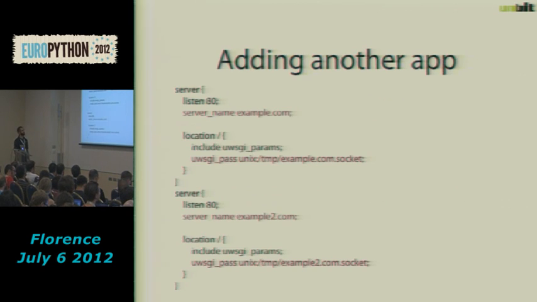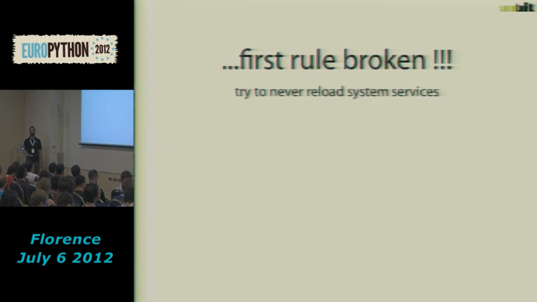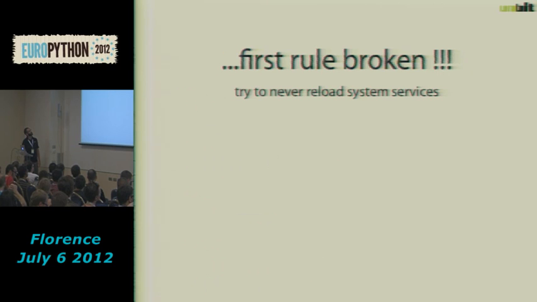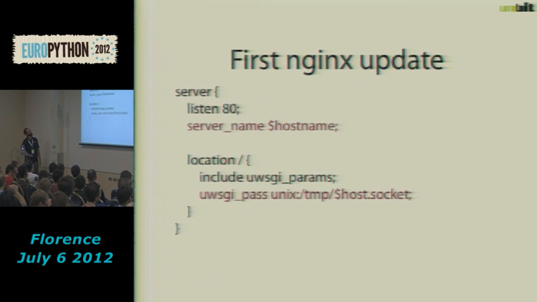Then we need to add a second app on a second domain. We will start by adding another virtual host with a different server name, with a different Unix socket. But we have broken the first rule. If you have 20 customers, you will need to write 20 server stanzas. It's impossible to manage. So we have broken the first rule.